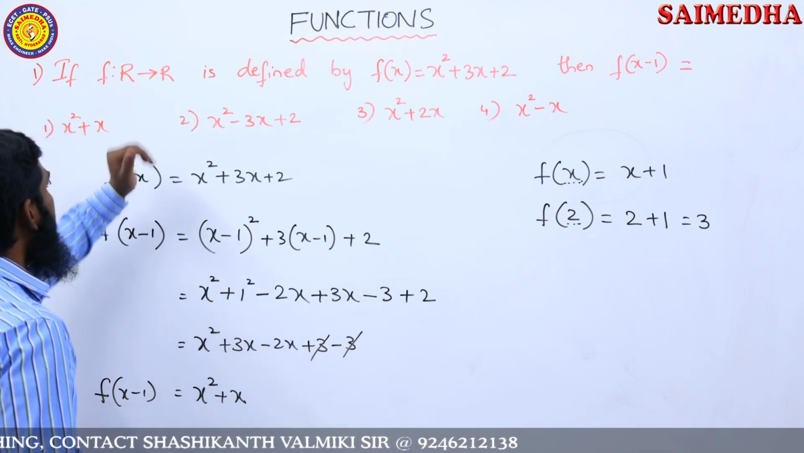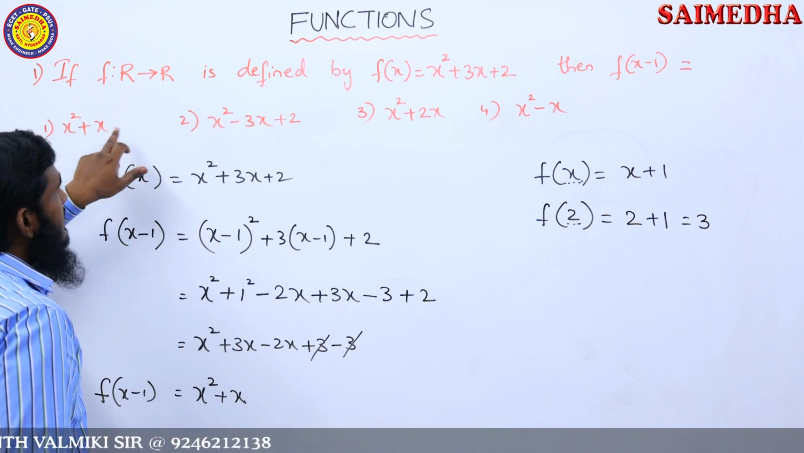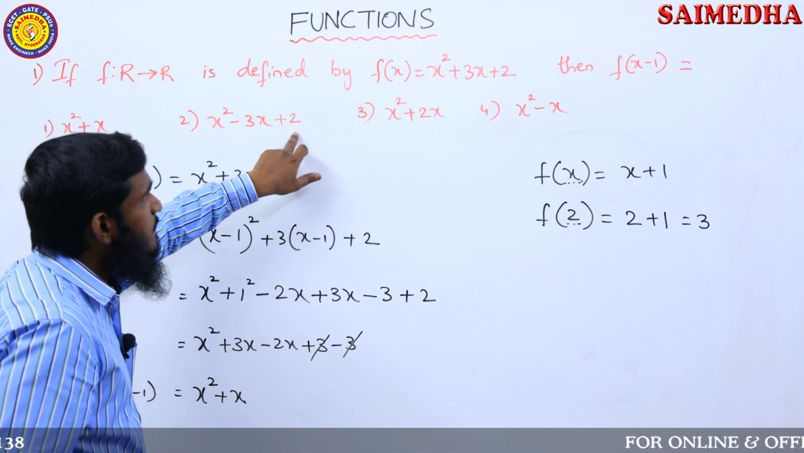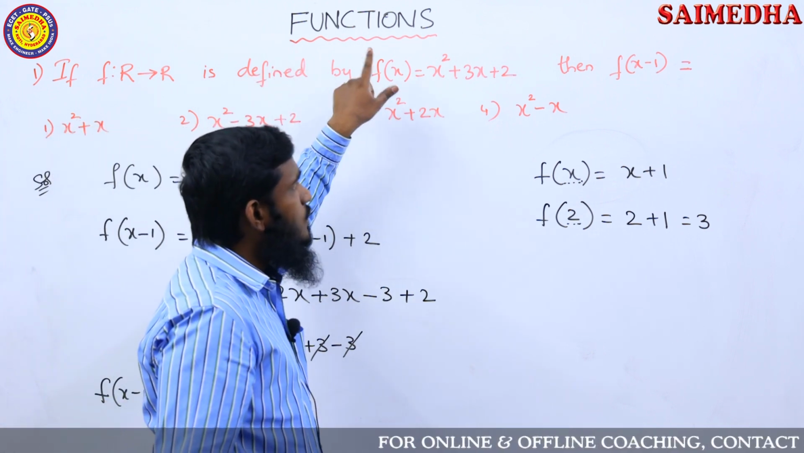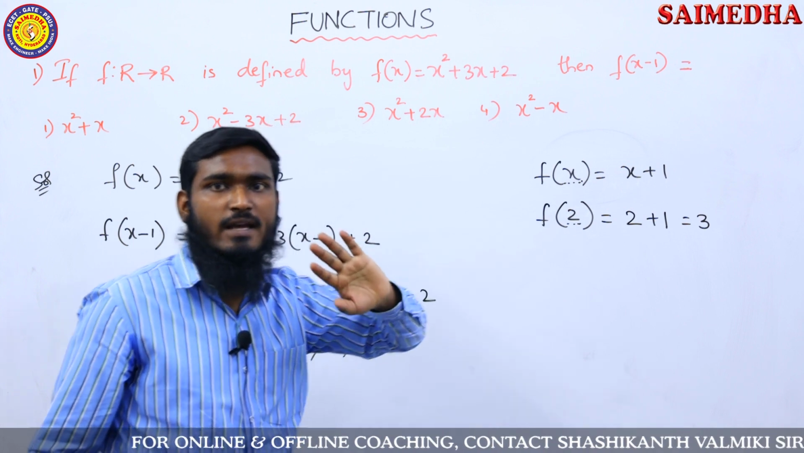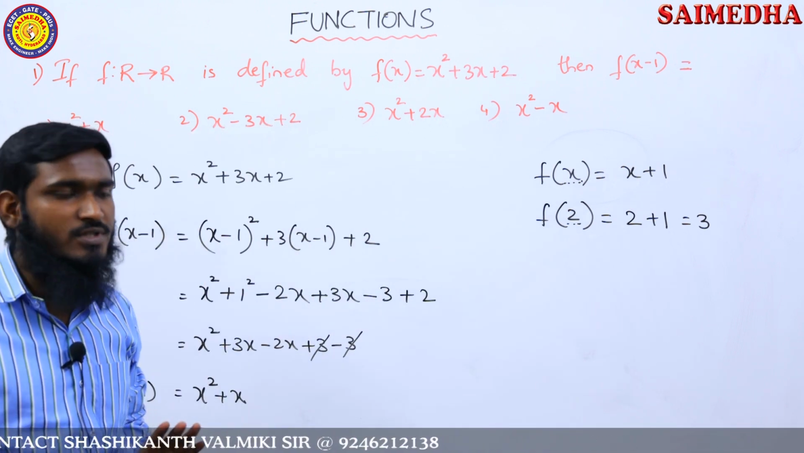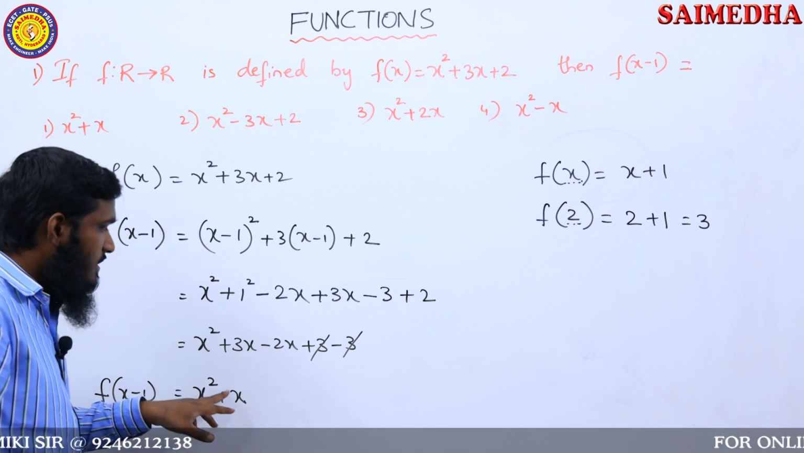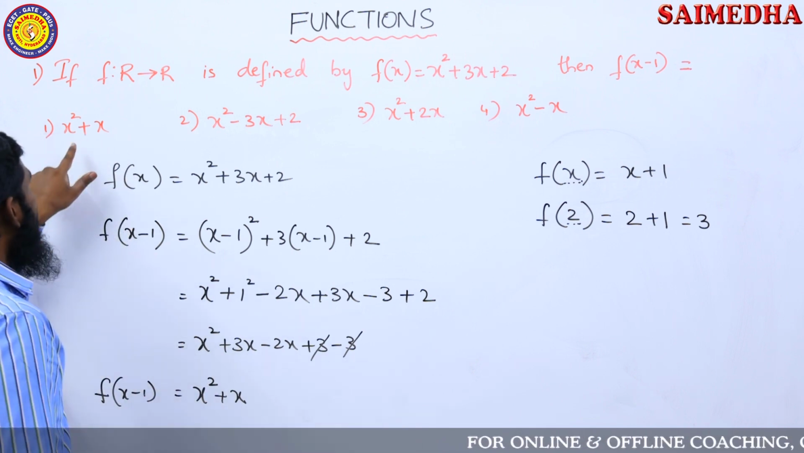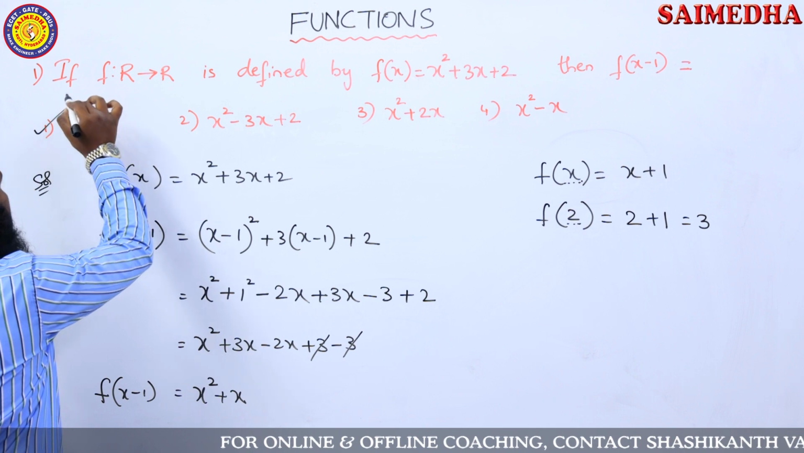Now let us see the options over here. x square plus x is given, x square minus 3x plus 2 is given, x square plus 2x, x square minus x. We have been given the 4 options over here. From these 4 options we have to select the correct option. So what we are getting as the answer, x square plus x. So x square plus x means our first option is correct.